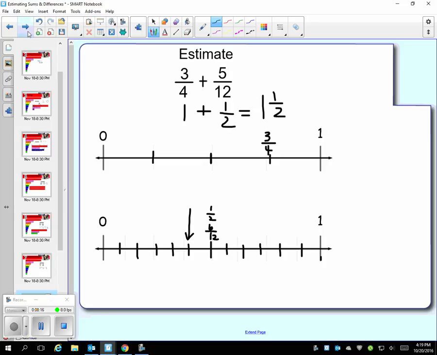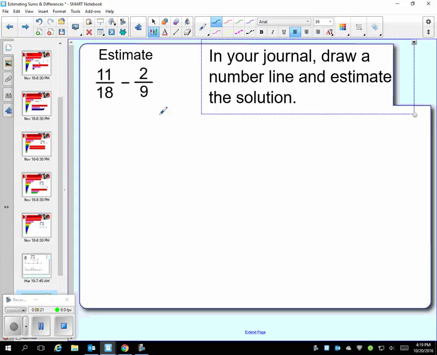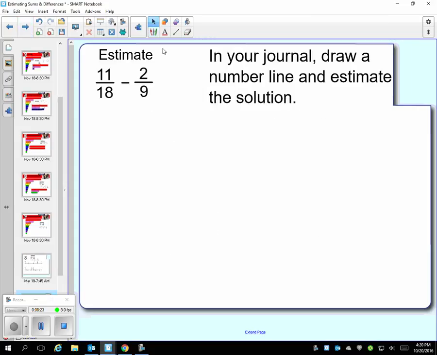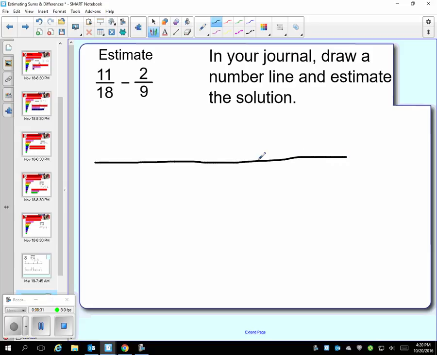Okay, get your pencil ready. And in your journal, let's draw a number line to represent these two fractions. We're going to add these two fractions. So draw a straight line, and you can follow the blue line in your journal. And then we're going to mark it with a 0 at the beginning, a 1 at the end, and then we know that somewhere right in here is going to be our half mark. So I'm just going to put a half mark.